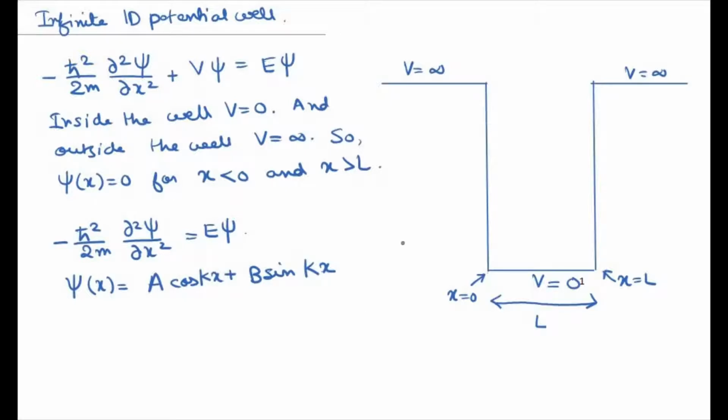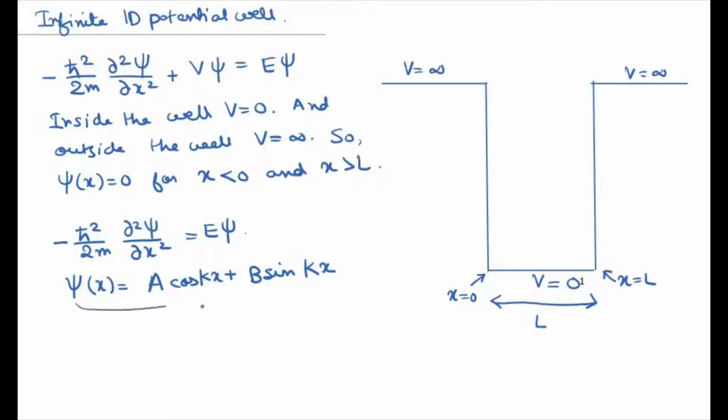Plus b cos kx. We could have also written the solution in the form a e to the power i kx plus b e to the power minus i kx. So this is also another form of solution, but it doesn't matter whichever form you use. At the end, when you use the boundary conditions, you basically get the same result. Ultimately you have to calculate the different parameters of the system with the help of boundary conditions. So we will use the first form, a cos kx plus b sin kx.